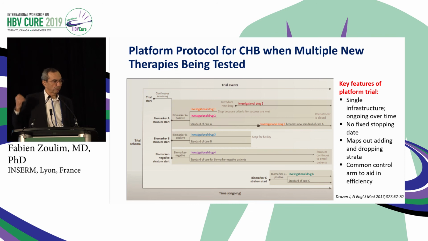There's no fixed stopping date, and you can use a common control arm that will aid efficiency. So you don't have to restart all your clinical trial design, and you come with your different targets one after the other, and at some point you may be in the situation where you can combine them. That has been used very often in the field of oncology. And I know that some companies are now using that type of platform trial design in their clinical development process.